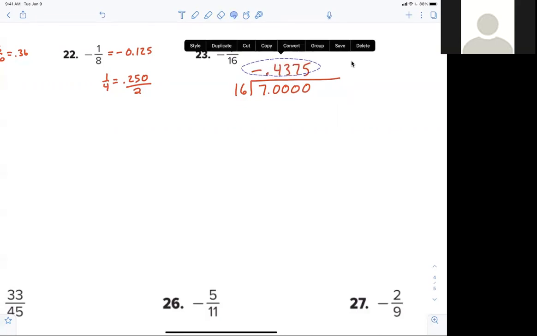7 divided by 16 is 3.5 over 8, and then I just did, because 1/8 is 0.125, divide that by 2, and then add that to 0.125 times 3. Yep.